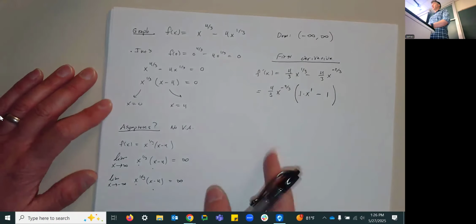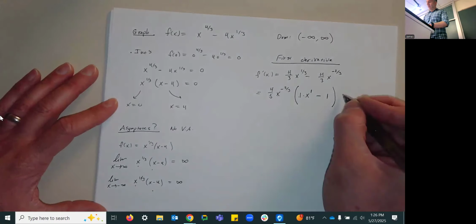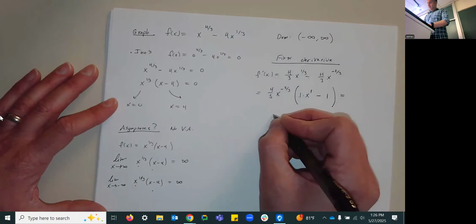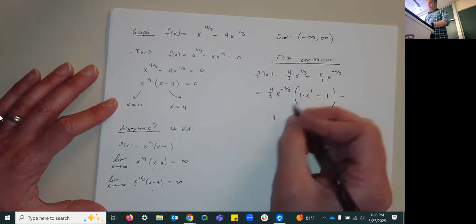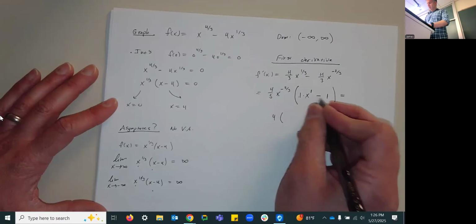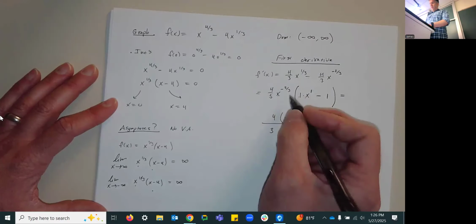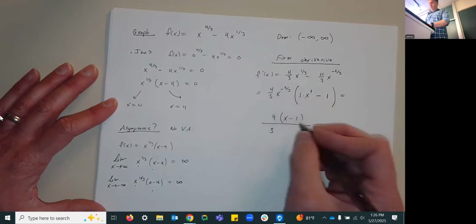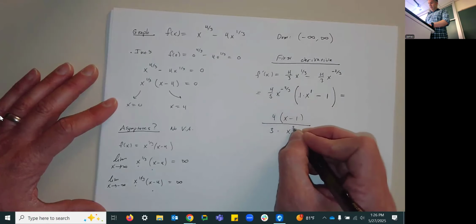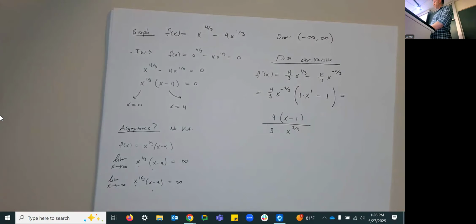Now, I wouldn't leave it like this. I would rewrite it as 4 times the parentheses over here, which is just x minus 1, over the 3 in the denominator, and I'm going to move that x to the negative 2/3 down to the denominator as x to the positive 2/3. Yeah, that is how I prefer to write that.